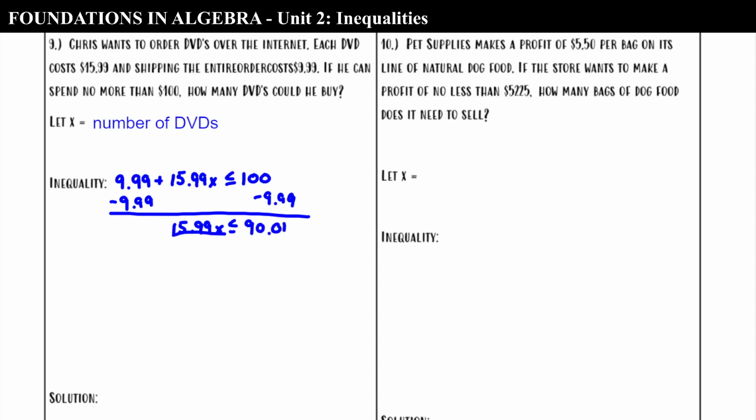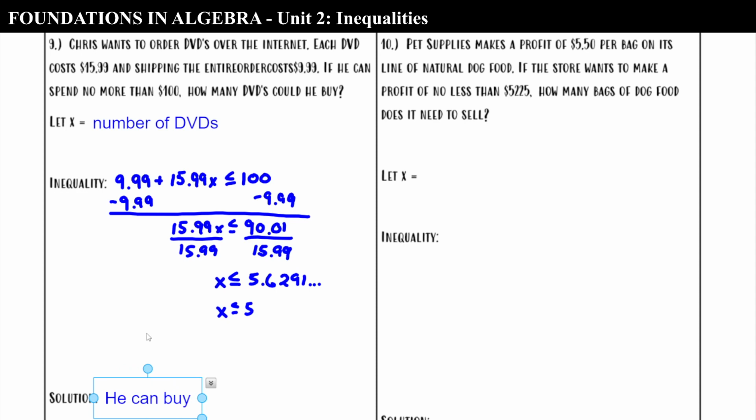And then we're going to divide each side by $15.99. Again, use your calculator for this because we are working with some decimals. So X is going to be less than or equal to 5.6291, and that continues on. So you can't buy a fraction of a DVD, so we're going to have to cap out the number of DVDs he can buy at 5. So our solution, remember a word solution for a word problem, he can buy 5 DVDs.